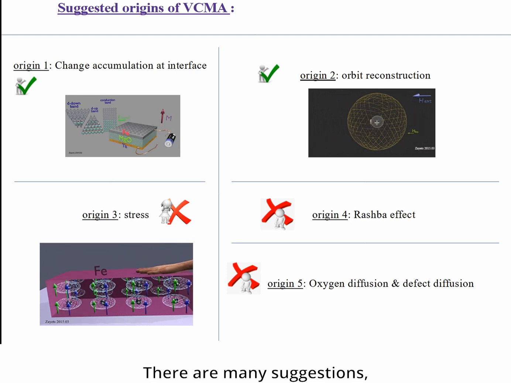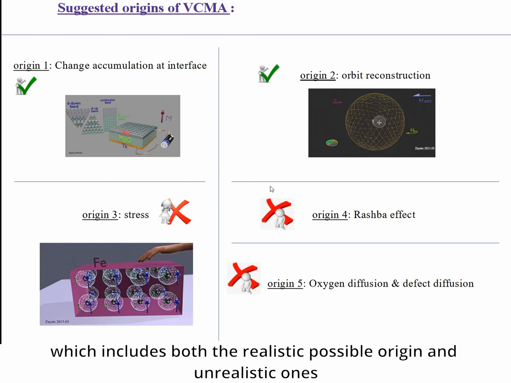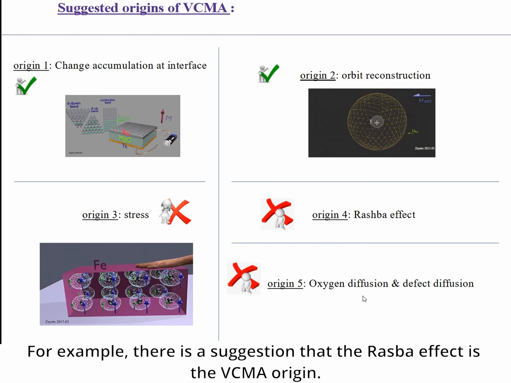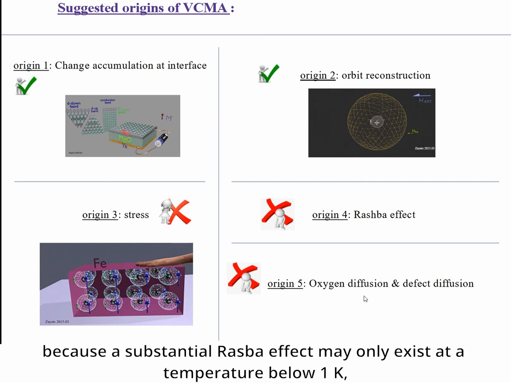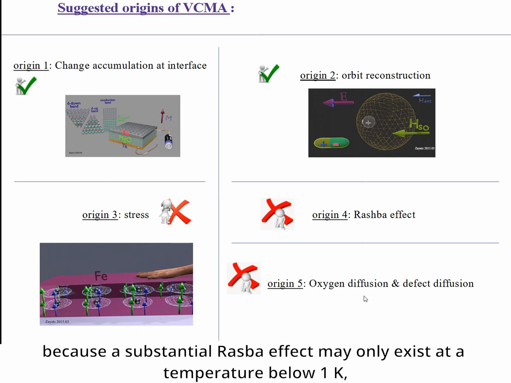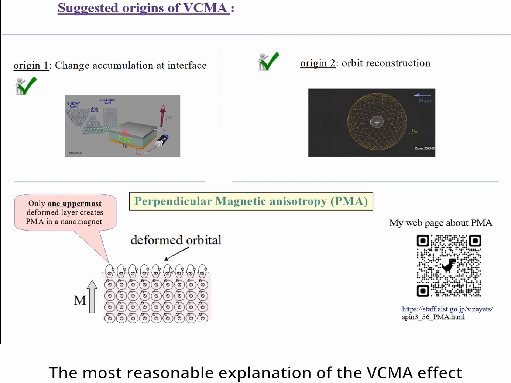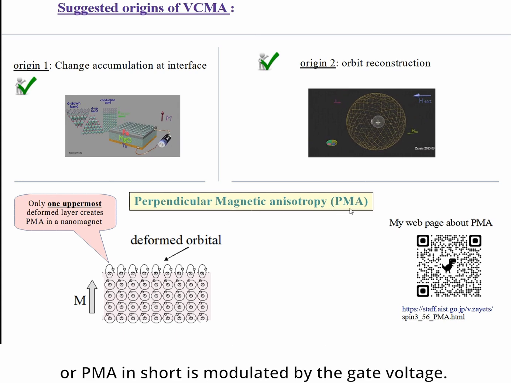There are many suggestions, which include both realistic suggestions on possible origin and unrealistic ones. For example, there is a suggestion that the Rashba effect is a VCMA origin. This suggestion is definitely incorrect because a substantial Rashba effect may only exist at temperatures below 1 Kelvin, but the VCMA effect is a room temperature effect. The most reasonable explanation of the VCMA effect is that the strength of perpendicular magnetic anisotropy, or PMA in short, is modulated by the gate voltage.